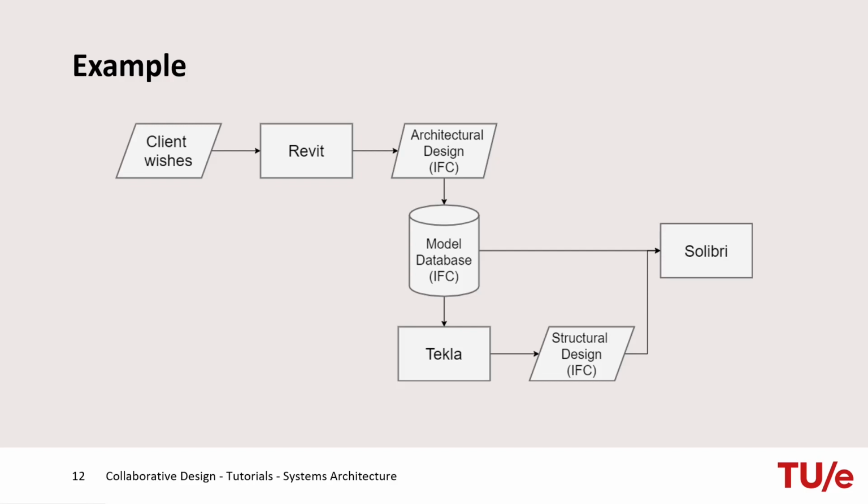The systems engineer in the project team uses Solibri for clash detection. He downloads the architectural model from the database and imports this model in Solibri. Additionally, the structural model from the structural engineer is imported. Now he is ready to perform a clash detection in Solibri. Obviously, in the collaborative design project the system architecture is more complex.